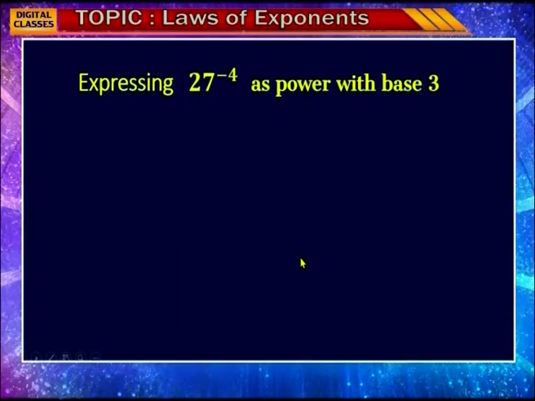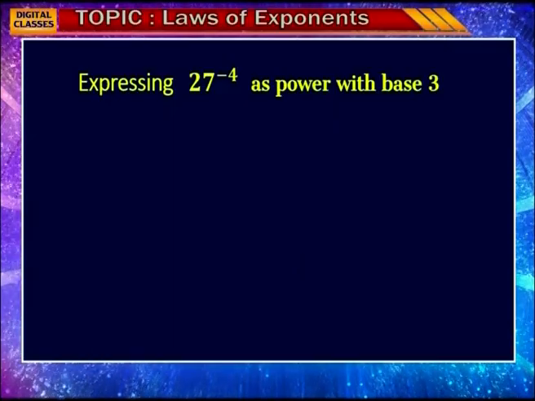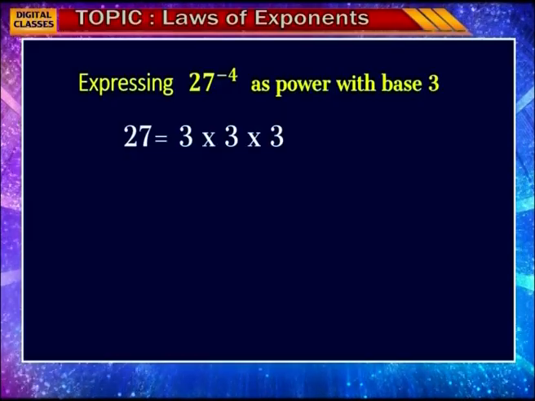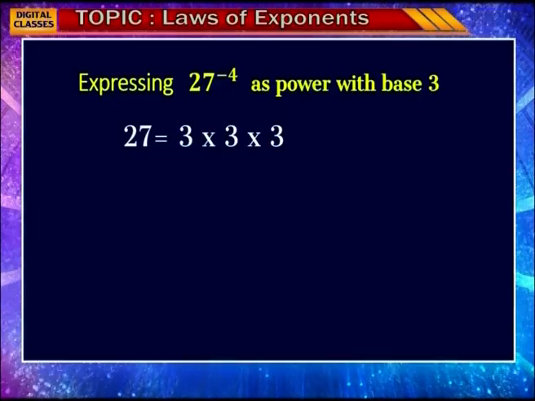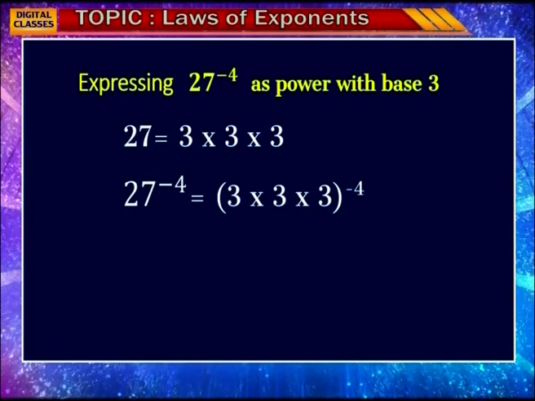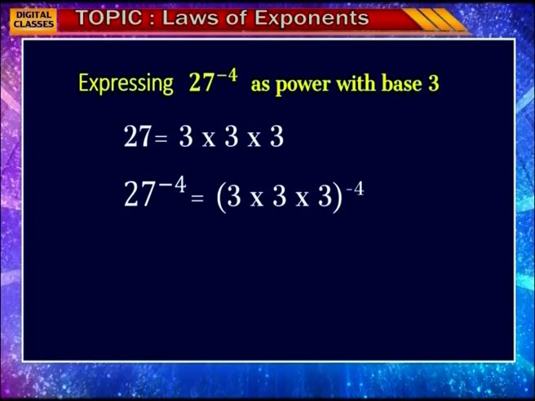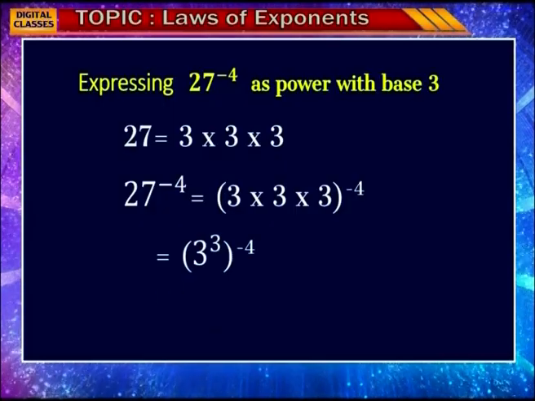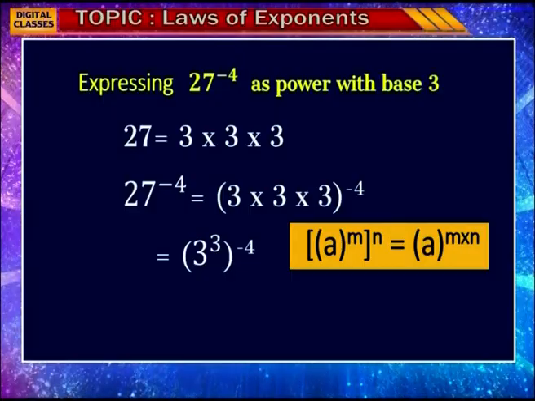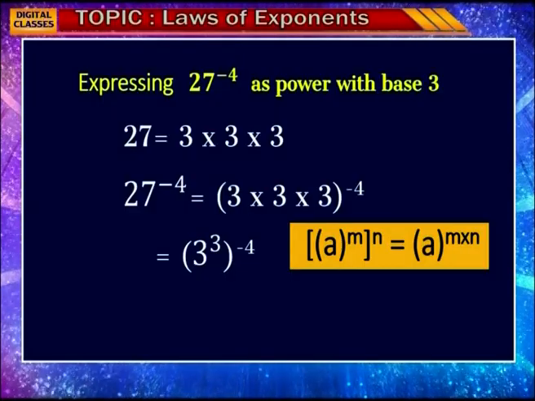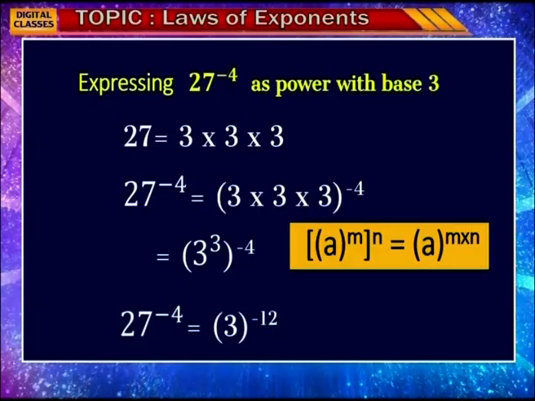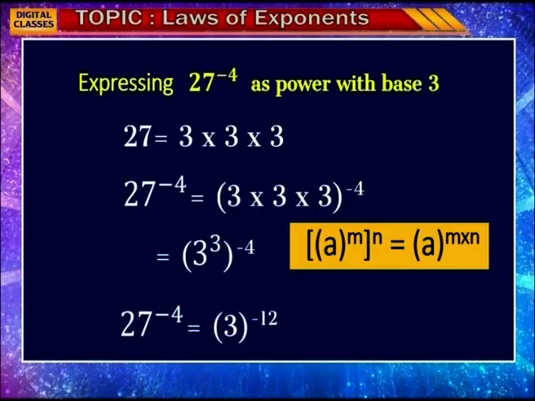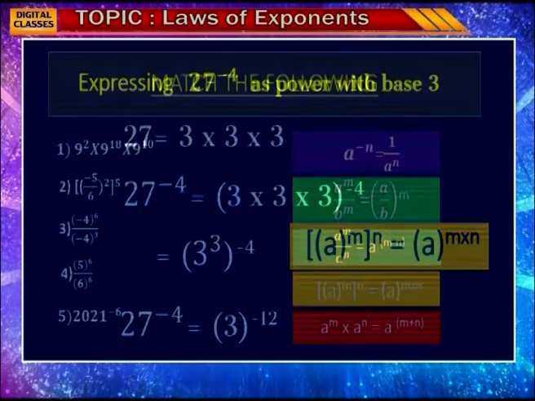Okay. Expressing 27 whole to the power of minus 4 as a power with base 3. 27 can be written as 3 into 3 into 3. In place of 27, you can write 3 into 3 into 3, and the power is minus 4. So how many 3's are multiplied? 3 3's are multiplied. A to the power of m whole to the power of n is a to the power of m into n, and this can be written as 3 into 4, that is 12. So 27 whole to the power of minus 4 is 3 to the power of minus 12.